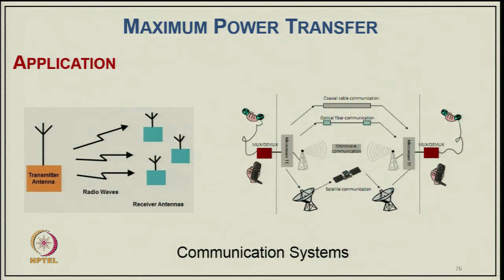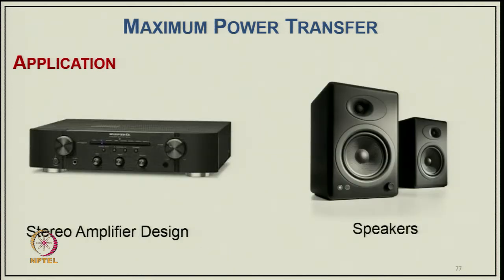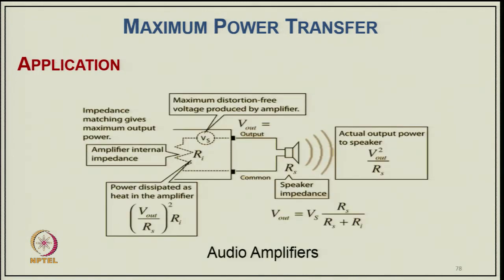A similar example is its application in communication systems, where we have to deliver the maximum power from the transmitter towards the receiver antennas, applied for different communication applications, for example coaxial cable networks or fiber networks. I mean the maximum power transfer from one side of the network to the different devices for communicating the signal. Another example is stereo amplifier design, where we have to do impedance matching in the amplifier or in the speaker.